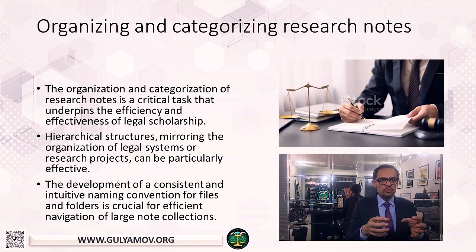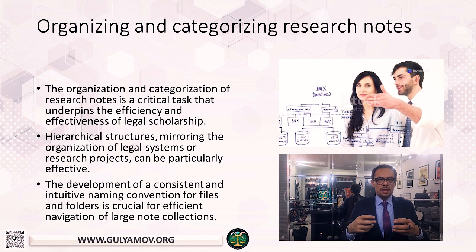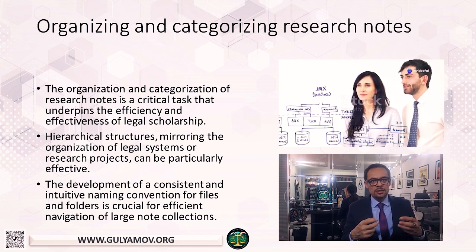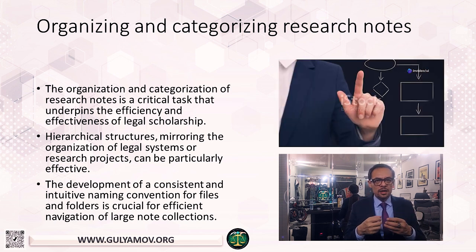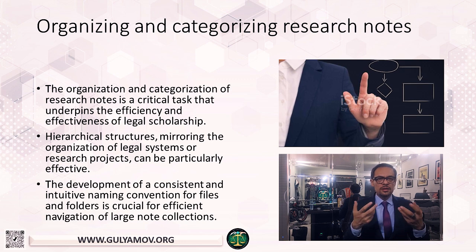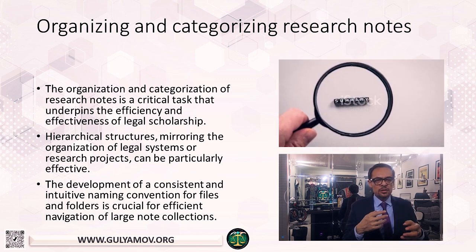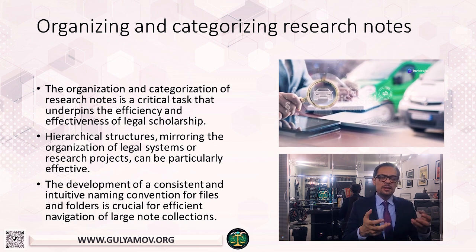Hierarchical structures, mirroring the organization of legal systems or research projects, can be particularly effective. For instance, notes might be primarily organized by broad legal domains, e.g., constitutional law, tort law, then subdivided by specific issues or cases within each domain. Alternatively, a flat organizational system using robust tagging or labeling can offer greater flexibility, allowing notes to be categorized along multiple dimensions simultaneously.